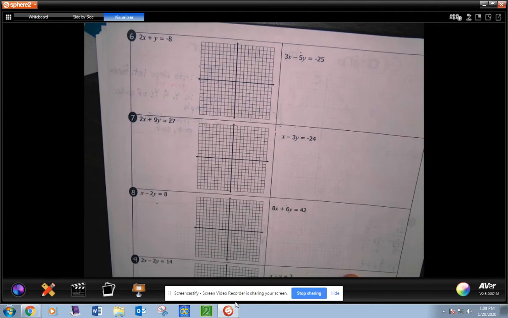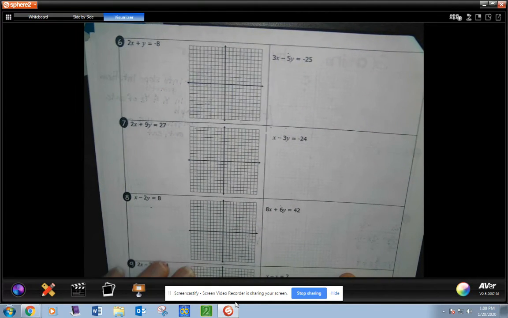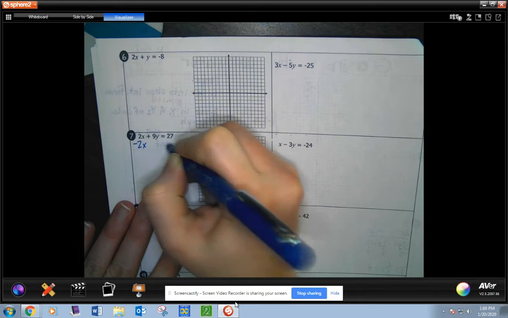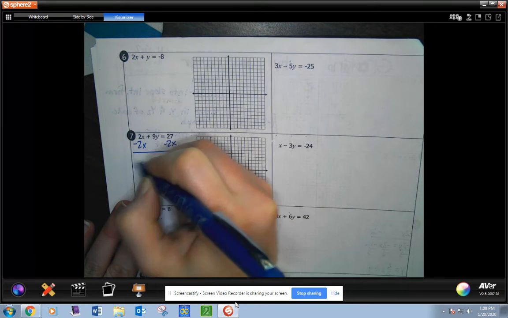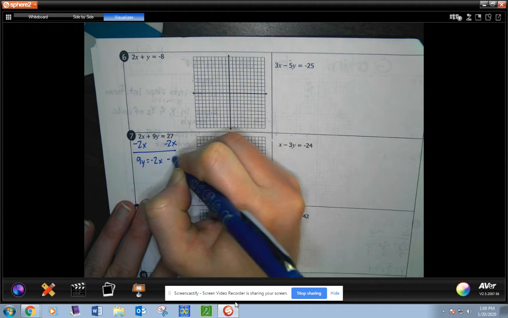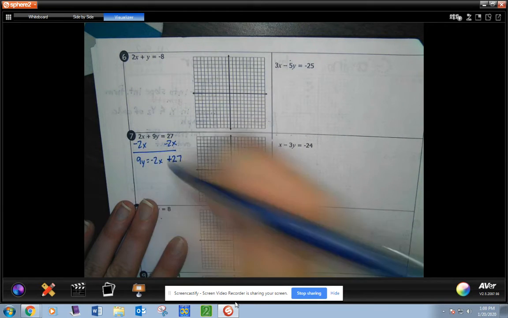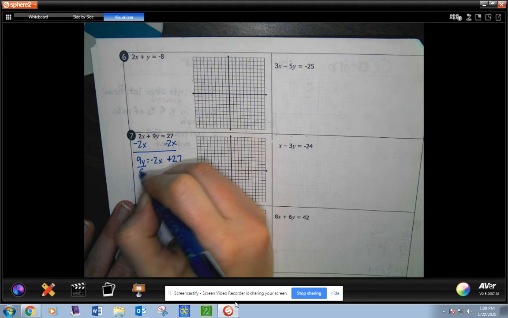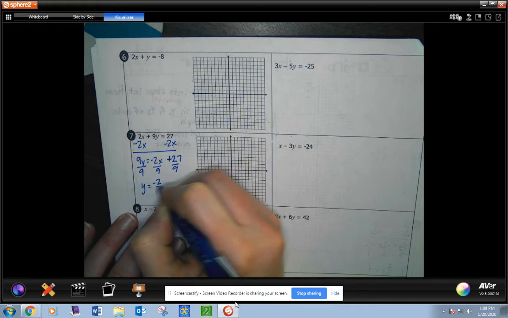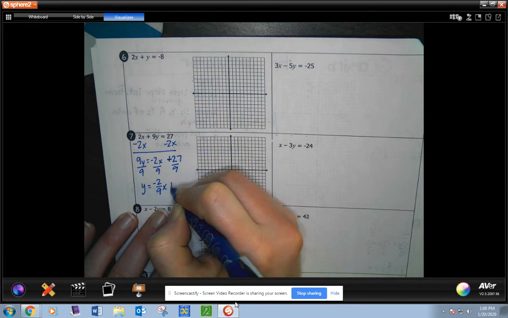Okay, we're going to flip onto the back and you are going to just keep following along. We're going to do number 7 and number 9. Okay, for number 7, I have 2x plus 9y equals 27. So the first thing I'm going to do is move the x by changing the sign. This gives me 9y equals negative 2x plus 27. Then I'm going to divide everything by 9. I get y equals negative 2/9 x, and that becomes 3.